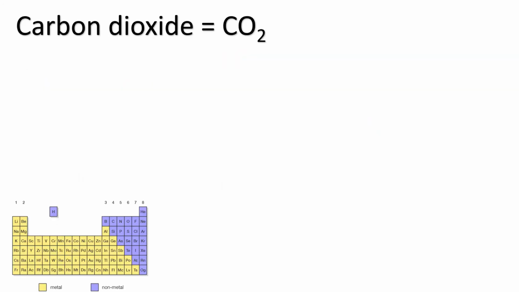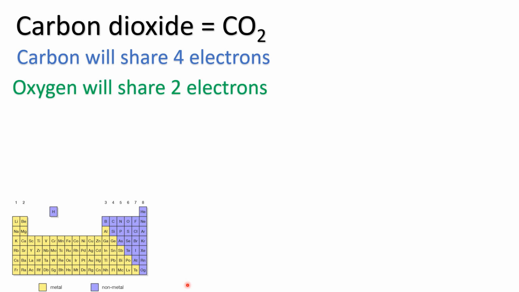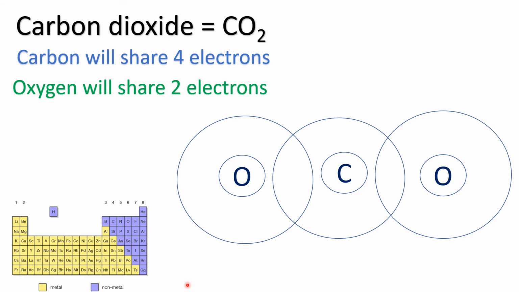Carbon dioxide, CO2. Okay, so we know carbon will share 4 electrons, and we know that oxygen will share 2 electrons. And looking at that formula, CO2, I am going to put carbon in the middle, and I'm going to put 2 oxygens either side. Okay, so carbon can't share 4 with an oxygen because oxygen only wants to share 2. So oxygen is going to share 2 electrons, so carbon will also share 2 electrons. Let's do the same on this side.